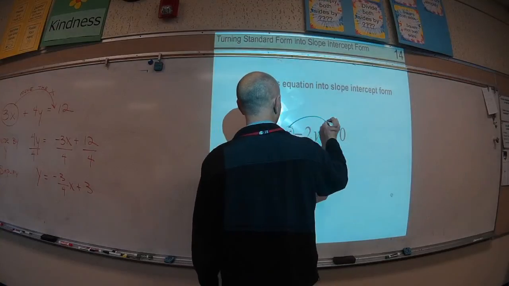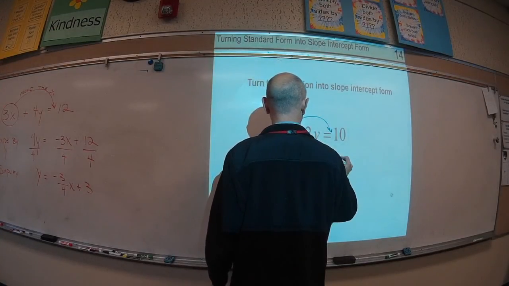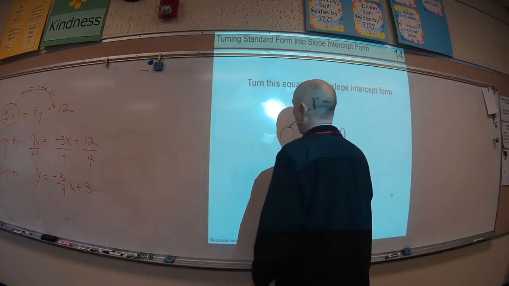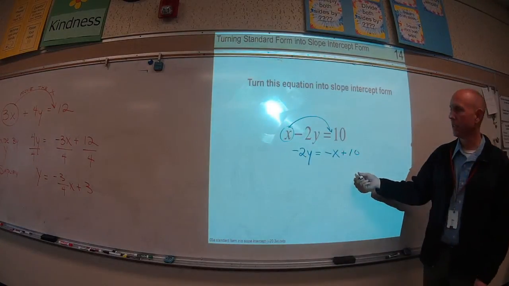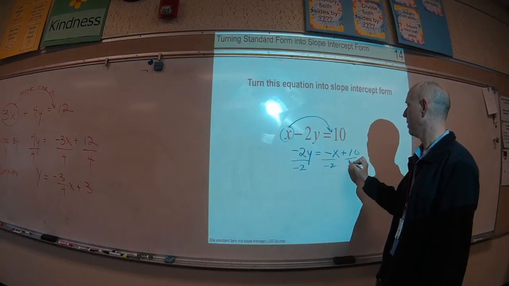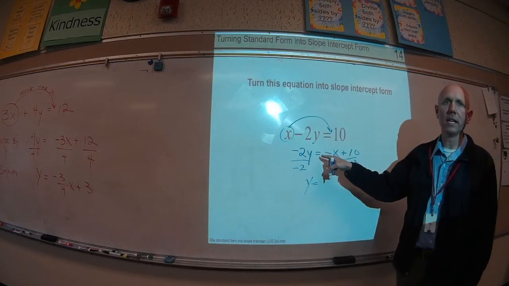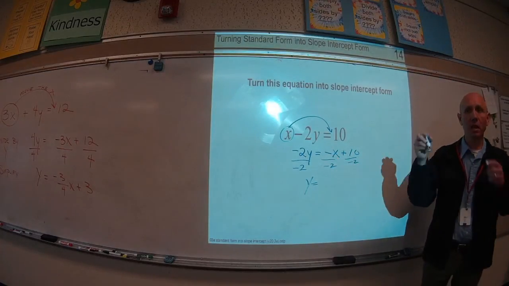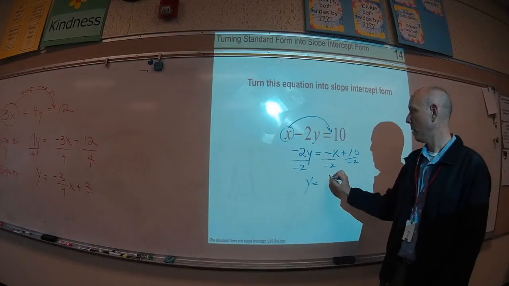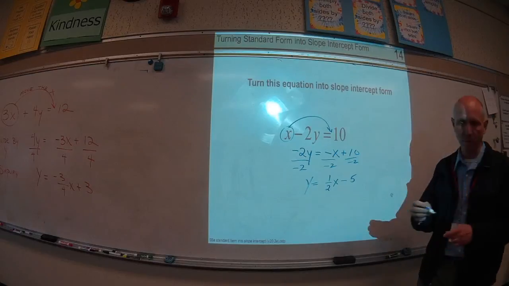Moving the x. I have moved the x. I am now dividing by the y. -2, -2, -2. So how does this simplify? -1 over -2 becomes 1 over 2. A positive 1/2 x minus 5. Grab a mug.